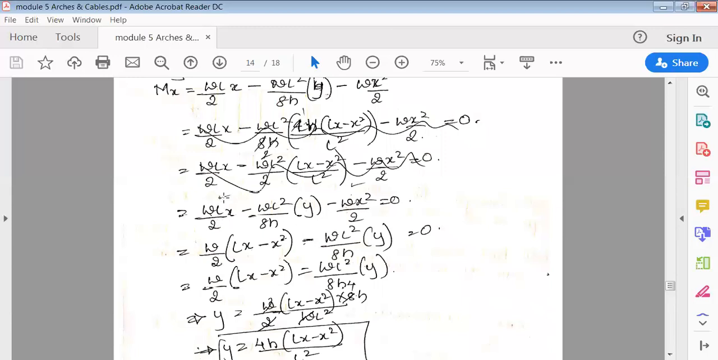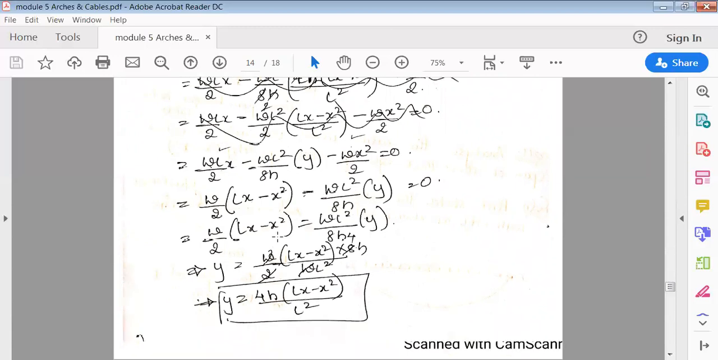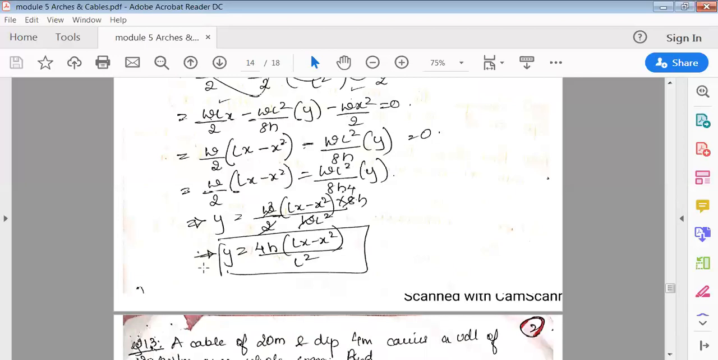Now take common in this. W by 2 is common. So it is Lx minus X square. Write it down like this only. Then shift this on the other side of equal to this portion and this portion. So now we'll get in terms of Y. So again, cross multiply this. Y is equal to 4H by L square into Lx minus X square. So when you solve this, you'll get this equation.